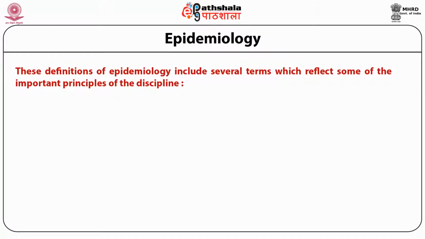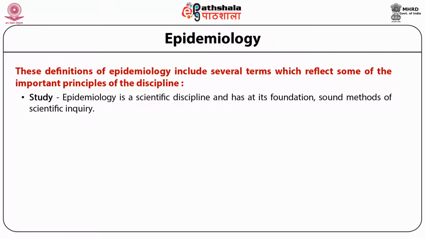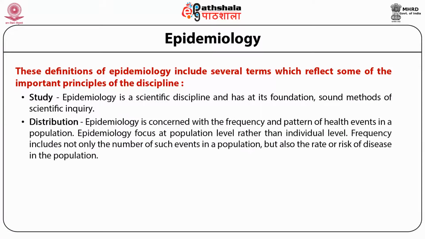These definitions of epidemiology include several terms which reflect some of the important principles of the discipline. That is, study. Epidemiology is a scientific discipline and has at its foundation sound methods of scientific inquiry. Description. Epidemiology is concerned with the frequency and pattern of health events in a population. Epidemiology focuses at population level rather than individual level. Frequency includes not only the number of such events in a population, but also the rate or risk of disease in the population. Pattern refers to occurrence of health-related events by time, place, and personal characteristics.